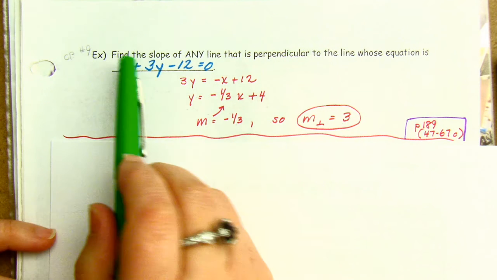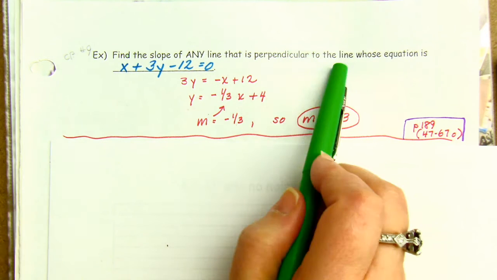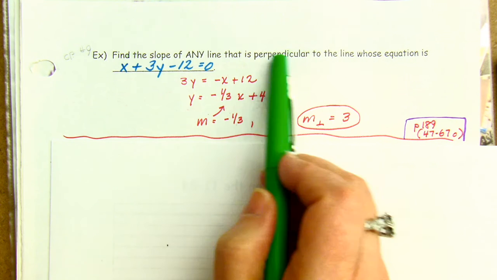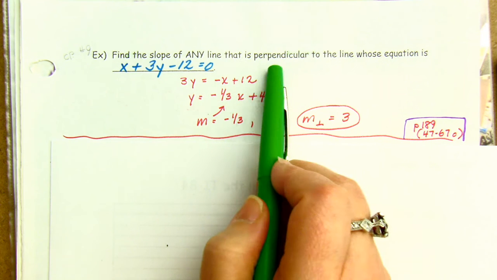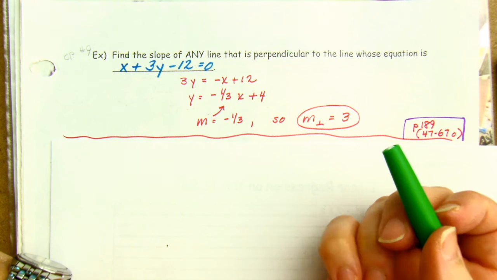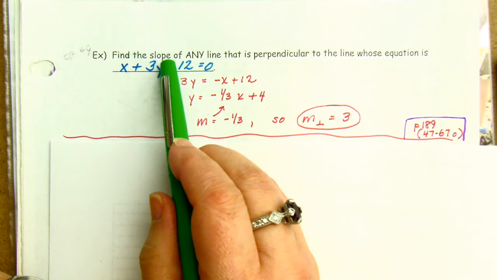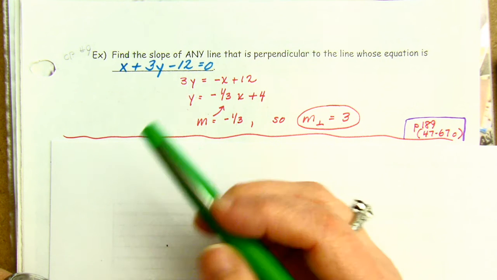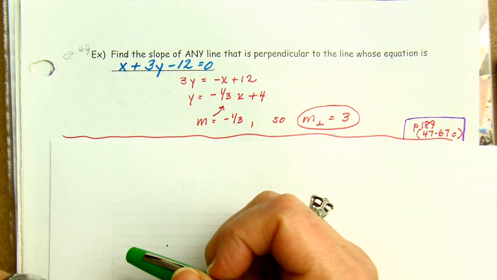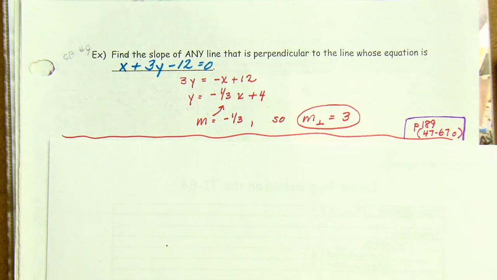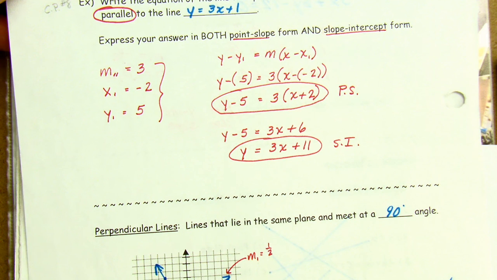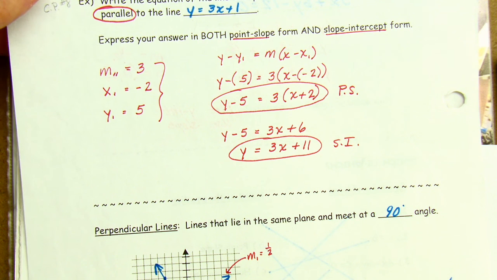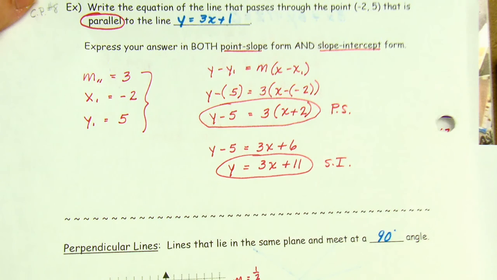All right, find the slope of any line that's perpendicular to the line whose equation is this. So you want to circle your key words like perpendicular. And you want to read this and understand what it's asking you to do. It's just asking me to find the slope of any line that's perpendicular. It's not asking me to write an equation. Now, if it's asking me to write an equation, I have more work to do, like I had in this problem. But that's not what it's asking me. It's asking me to give the slope that would be perpendicular to this line.